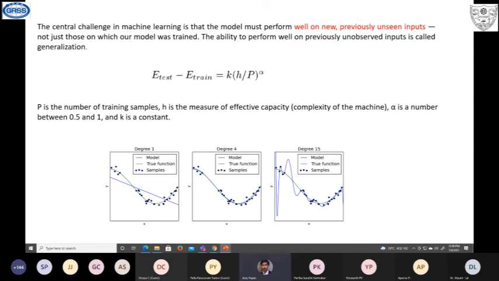So the capacity of your model, again you have to design a model with a different capacity. You should also look at the training samples that you have. If you design a very complex network with so many layers, and if your training samples are very few, then there is a very high chance that your model will overfit.